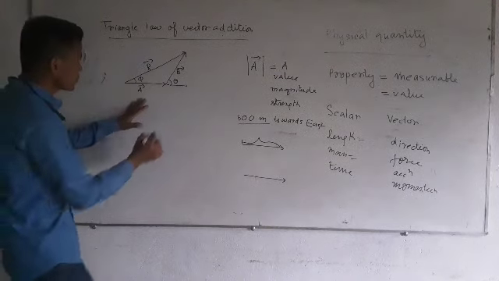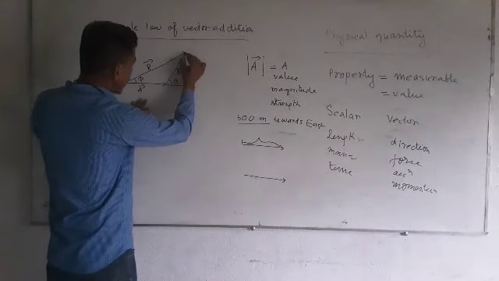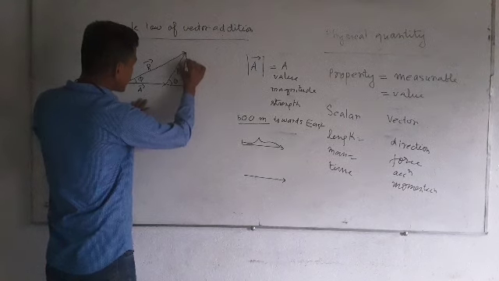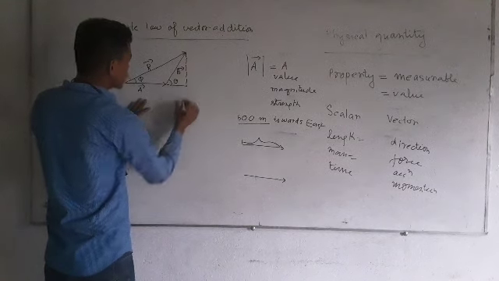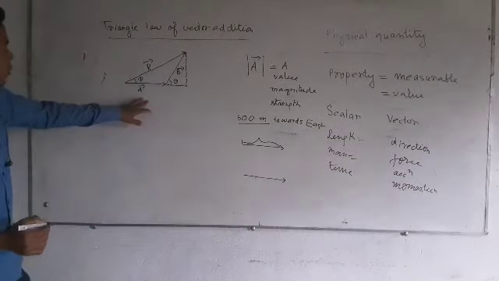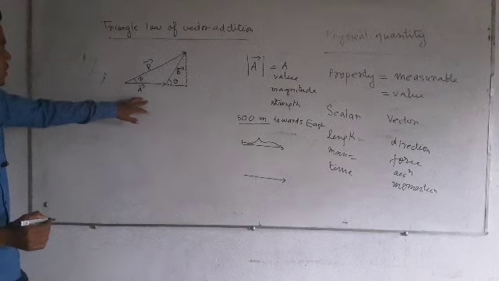So I draw the perpendicular on the horizontal line like this to find the resultant vector.